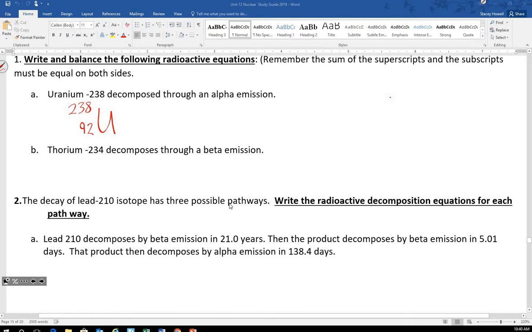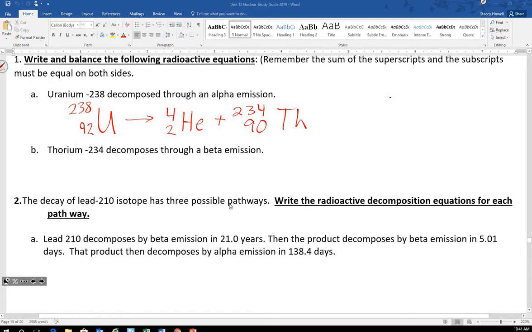92, right? Okay, decomposes means arrow, through alpha emission. What's an alpha? 4,2 helium. Good, I heard it. And I'm done, right? No, what do I need to do? I need to add something on this side because the top on one side has to equal the top on the other side. So what do I put on the top? 234. What do I put on the bottom? 90. What is number 90 on the periodic table? Thorium, and I'm done. Okay, so you've got a few to do here.